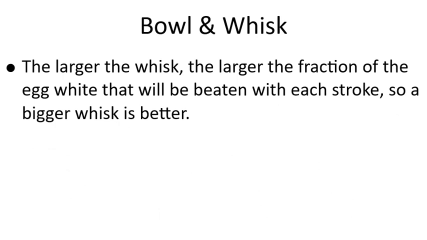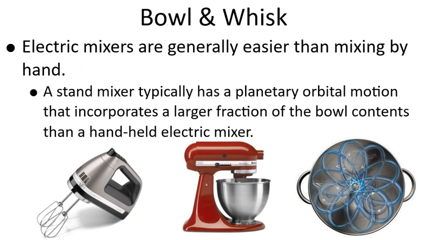The larger the whisk, the larger the fraction of egg white that will be beaten with each stroke, so a bigger whisk is better. This is the same reason why the whisk is preferred over the fork. In general, electric mixers will make mixing and beating ingredients easier, but this is especially true for making an egg foam since the time required to beat is so long.